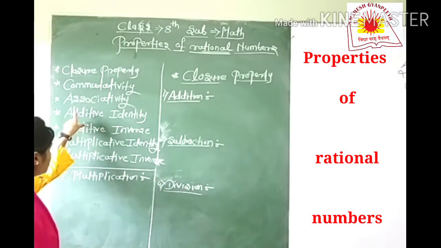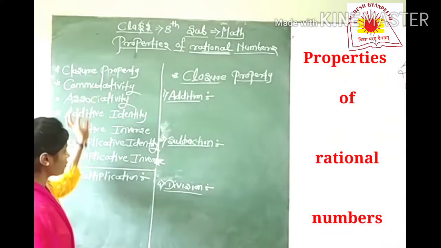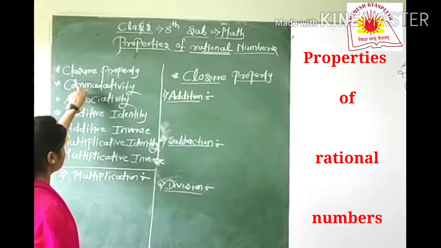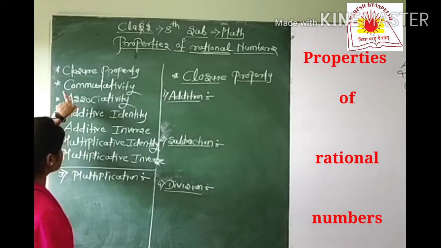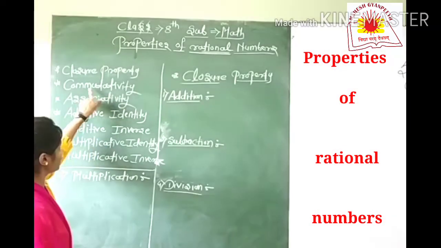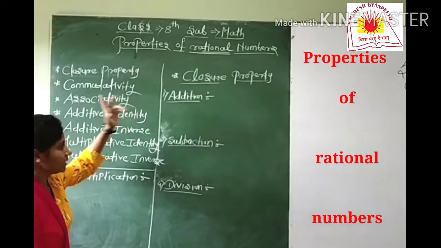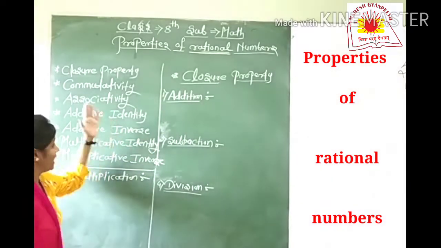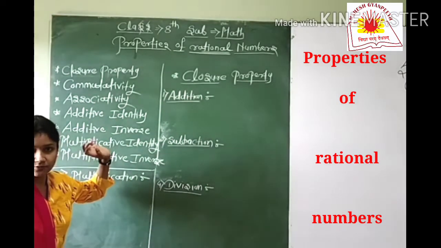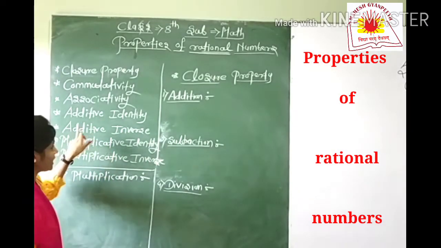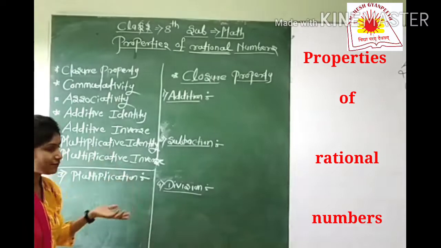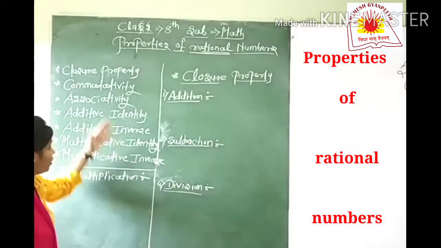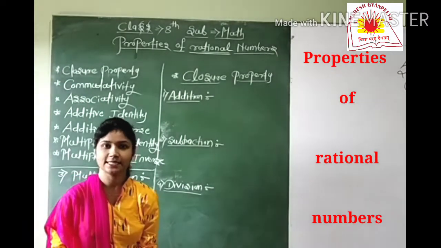Okay. Then, see here, properties of rational numbers. Which properties will we discuss here? First is the closure property. Second is the commutative property, or commutativity. Third is the associative property, or associativity. Fourth is the additive identity, then the additive inverse, then the multiplicative identity, and last is the multiplicative inverse. All these properties we will learn in this class.